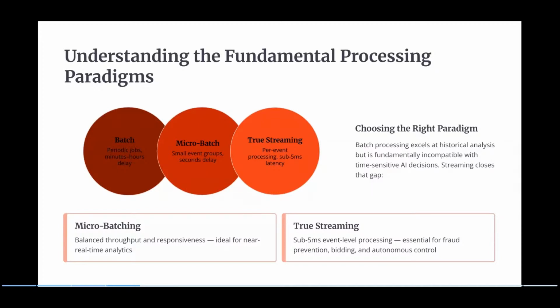So then came micro batching. Slowly the streaming evolved into micro batching. So what is micro batching? We do small event groups with a seconds delay. For example, we say, okay, in this particular case, let's say 60 seconds or 120 seconds. Again, it is minutes still, but you can do seconds as well. It has balanced throughput and responsiveness. Ideally speaking, it is, I would say, near real time. It is not real time, but it is near real time.